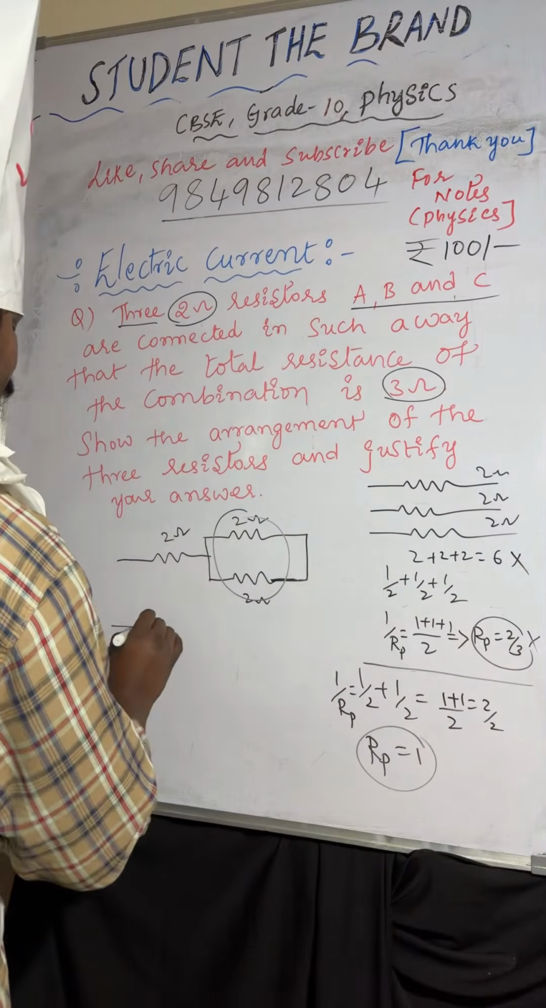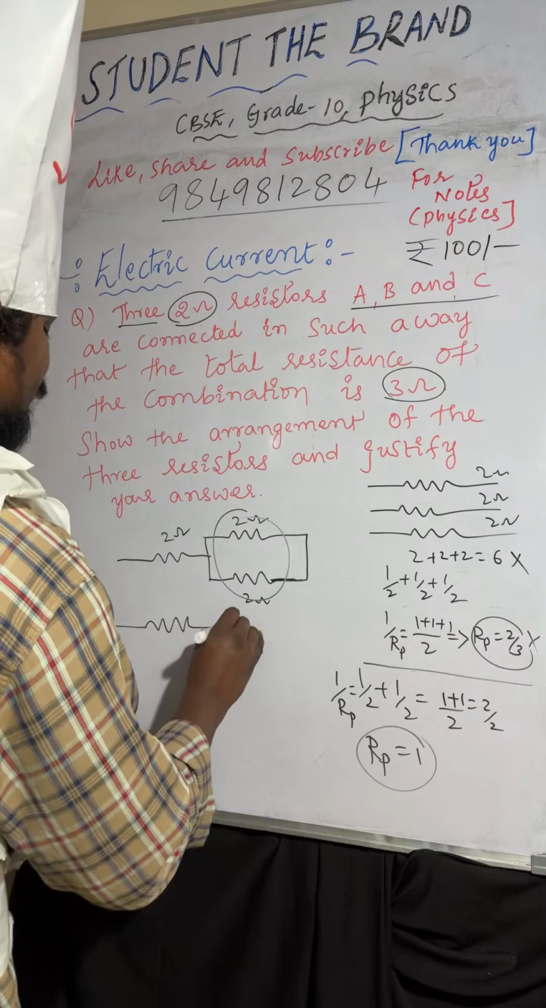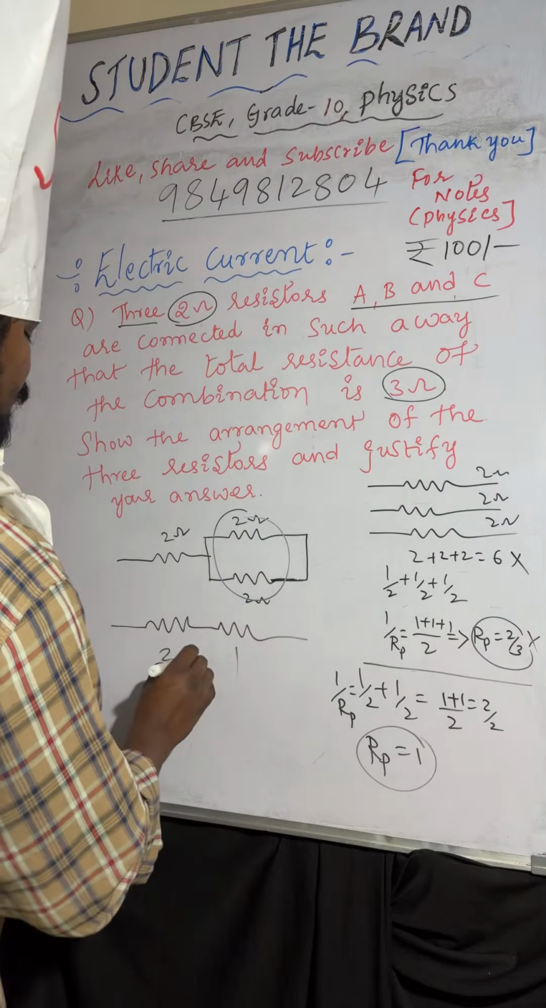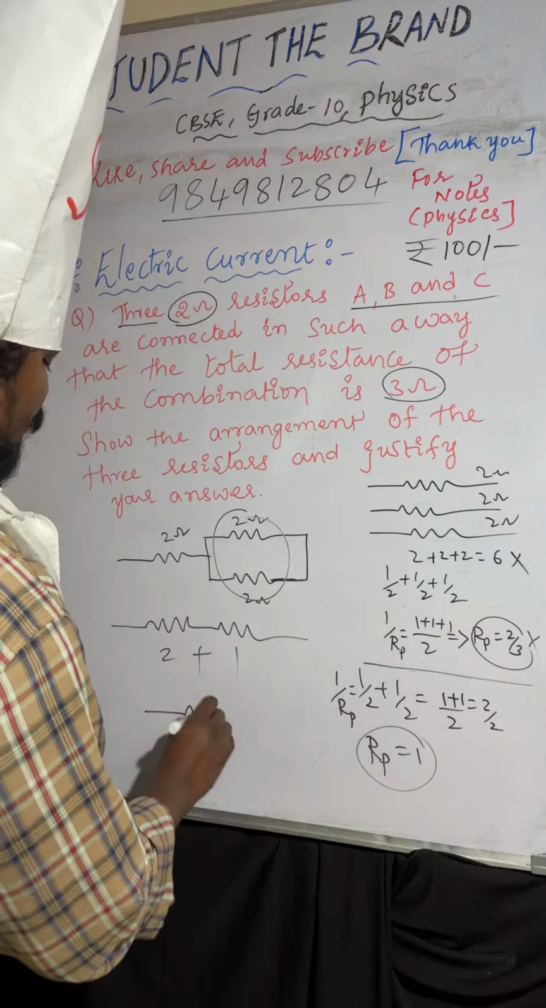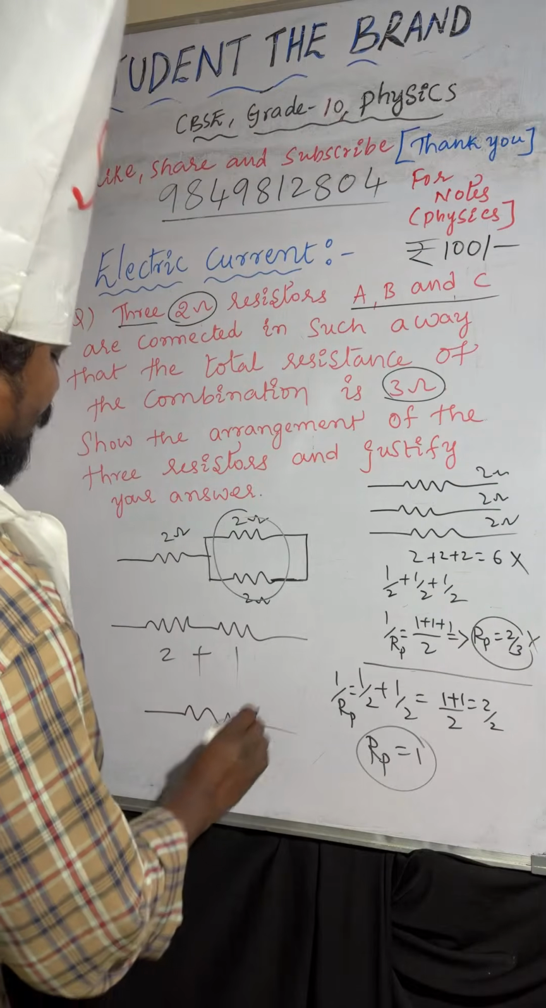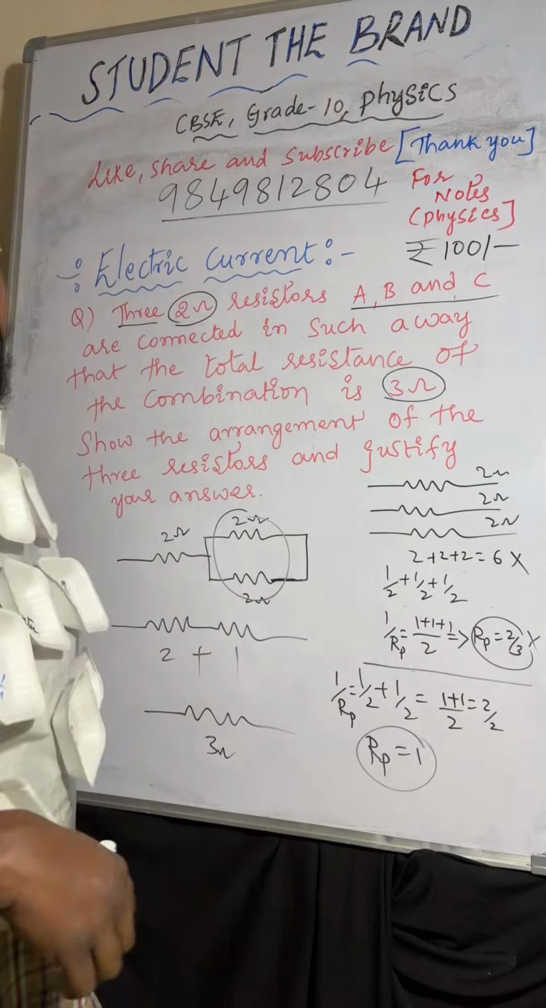And here is 2. So 2 plus 1 is 3. So the total combination you are getting is 3 ohm. That is the correct answer. This is the correct combination.